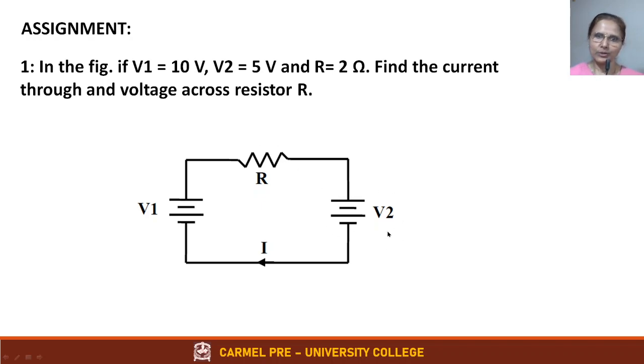Then you consider only V2 and short the other source and find current through R. That time it will become minus, because current is flowing in the opposite direction. So it will be 5 divided by 2, which is minus 2.5 amps. So you are going to add both of them for current. Earlier current was 5 amps, minus 2.5 is equal to 2.5 amps will be the current. To find voltage, it's nothing but V1 minus V2 across this, that is 10 minus 5 equal to 5 volts.